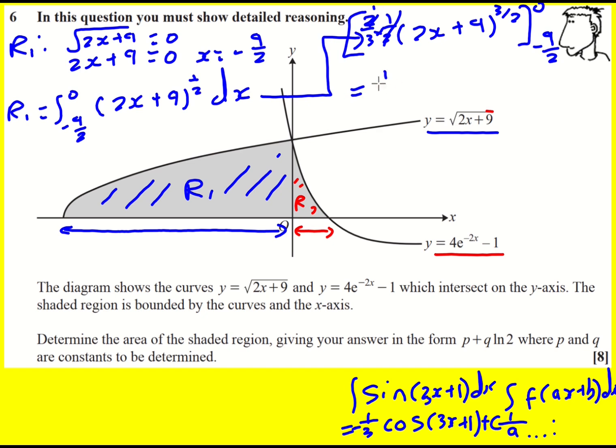Put the limit of 0 in, so I'm going to get a third times 9 to the 3 over 2. And then when I put minus 9 over 2 in, remember we already had that this was equal to 0, so I'm just going to be subtracting 0. So either time for your calculator now, or this one checks out without. 9 to the 3 over 2, you square root to give 3, you raise to the power of 3, 27, divide by 3, 9. That is our value of R1.